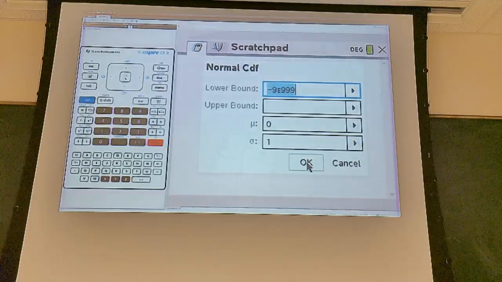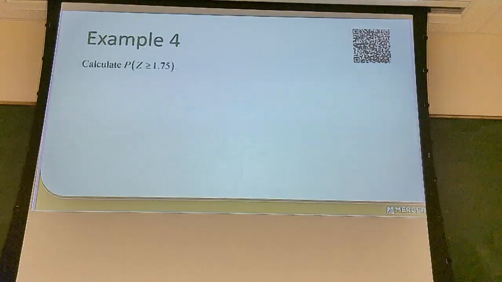Now let's real quick take a look at the probability it wanted us to find again. Greater than or equal to 1.75. Well, that means 1.75 or larger, right?